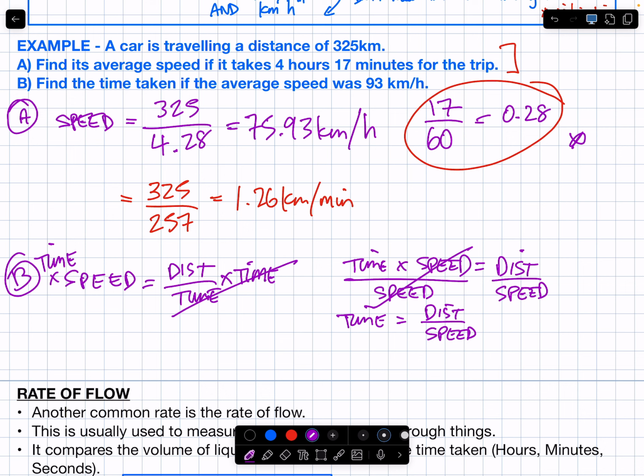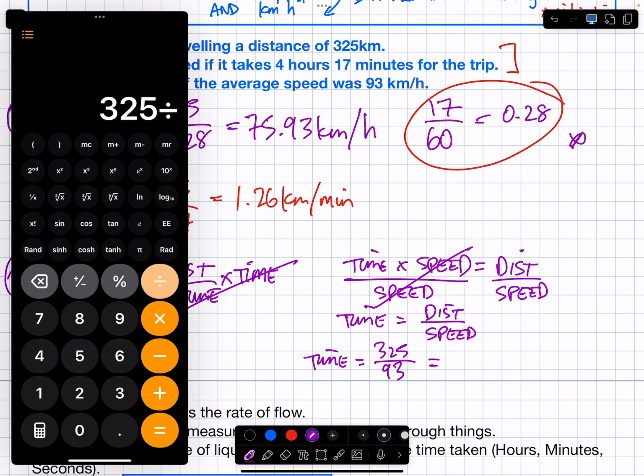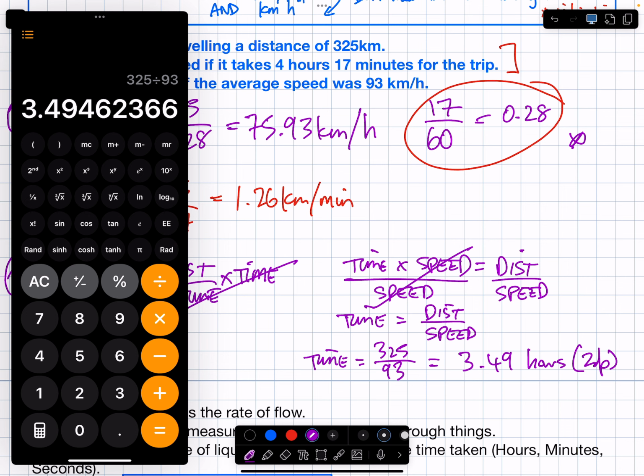What distance did the car travel? It traveled 325. So time equals 325. What does part B say? How fast was the car going? 93. So the time taken is 325 kilometers divided by 93 kilometers an hour. It's going to take 3.49 hours, rounded to 2 decimal points.